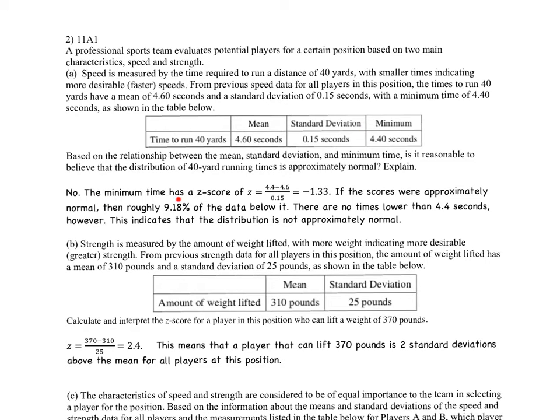Well, if you look at the z-score for 4.4, that z-score is only negative 1.33. And if these were approximately normal, they're not, but if they were, and you look up a z-score of negative 1.33, that would mean there should be almost 10% of the data below that 4.4. But there's not any. There's no times lower than 4.4. So if this is the lowest score, which only has a z-score of negative 1.33, then this distribution cannot be approximately normal.